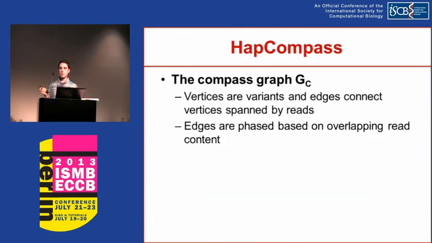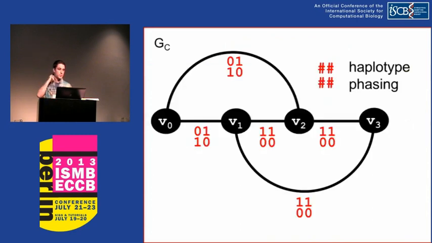Okay. So the HapCompass algorithm is built on the fundamental data structure of the HapCompass graph, or the compass graph. Vertices are variants, and edges can connect variants that are spanned by at least one of the reads. We annotate the edges with the phasing between those 2 variants. So this is best shown through example. Here's an example compass graph. We have 4 variants, and on the edges we have the phase.